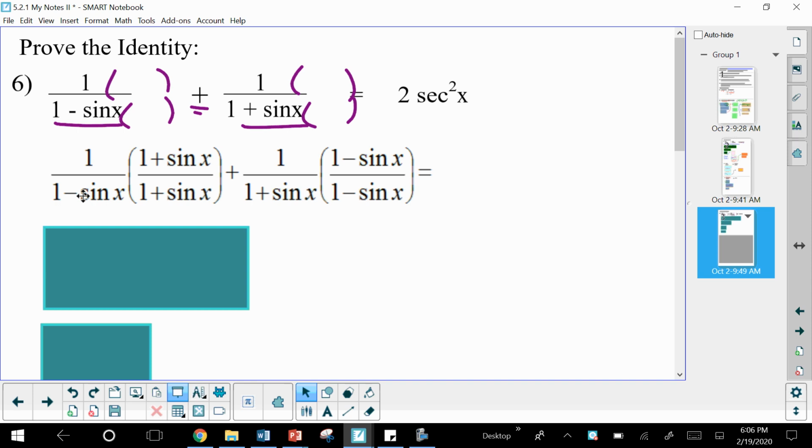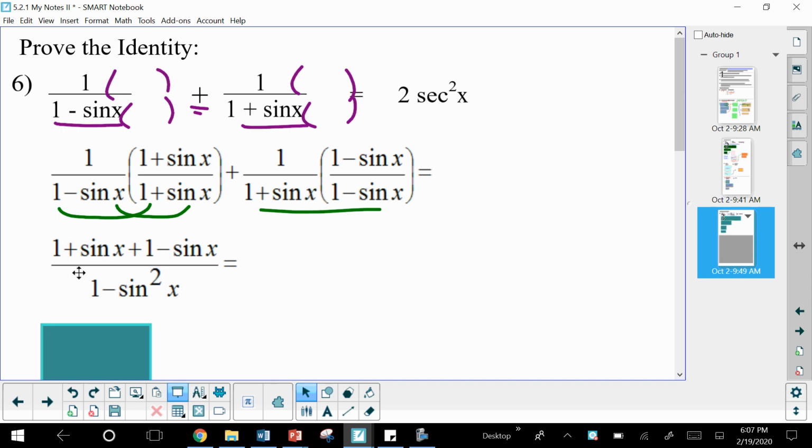Now, as I'm pausing here while you copy down, I'm trying to see if I can figure out the right-hand side, 2 secant squared x, and I'm not quite seeing it yet. So I am just going to clean up my numerator a little bit, and then I'm going to FOIL my denominators. Since both denominators are the same, I can really just do first and last. I don't need to do both of them because they're going to be exactly the same thing. Okay, cleaning up my numerator, I have 1 plus sine x plus 1 minus sine x, and when I multiplied in the denominator, I got 1 minus sine squared x.